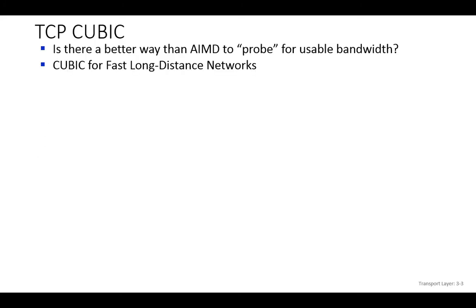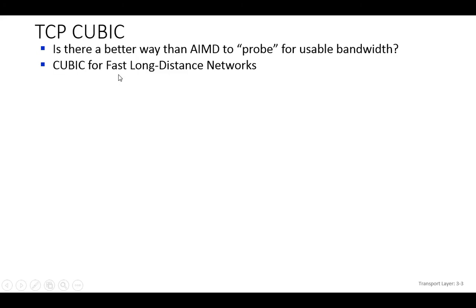TCP QUIC addresses some problems in TCP Tahoe and Reno. In TCP Reno there are some problems, and what are these problems? For example, if we have a long distance network, TCP Reno cannot perform well. For this purpose the QUIC protocol was suggested. So first, let's discuss what could be the problem of TCP Reno if we have a long distance network.